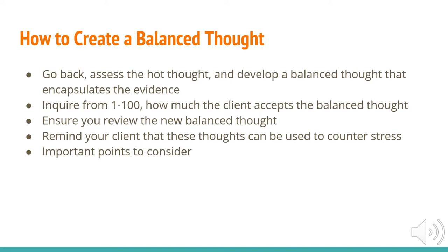Some important points to consider include that the proof that's used must dispute the hot thought that you are actively working through at the time. The balanced thought must be an approach to counter the hot thought. For instance, if the thought surrounds the self, ensure that the balanced thought does as well. When the session is completed, use some time on your own to overview the thought record.